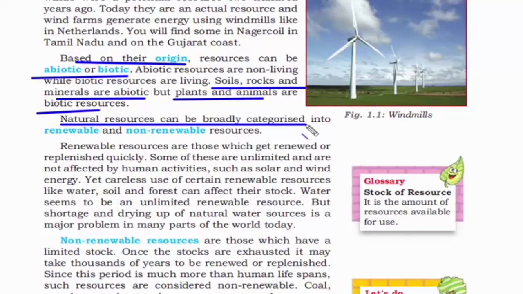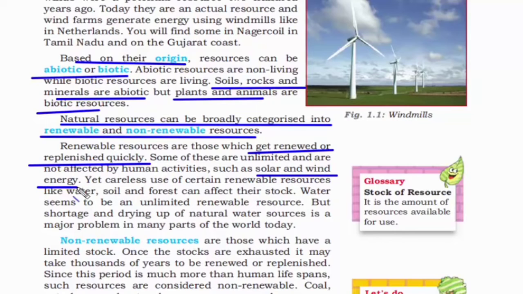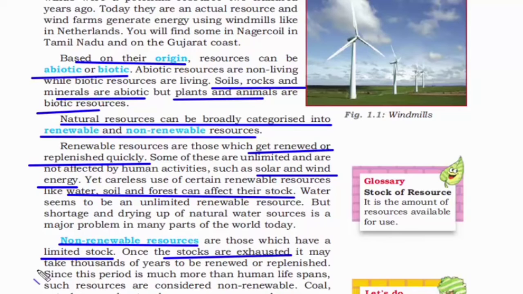Further, natural resources can be broadly categorized into renewable and non-renewable resources. I guess you know all about this. Renewable means which can be renewed again and again, and non-renewable is the opposite of it. So they can be renewed or replenished quickly. Some of the examples are solar and wind energy. On the other hand, non-renewable resources are the ones which are limited in stock. Once it's over, it may take thousands of years to be renewed.